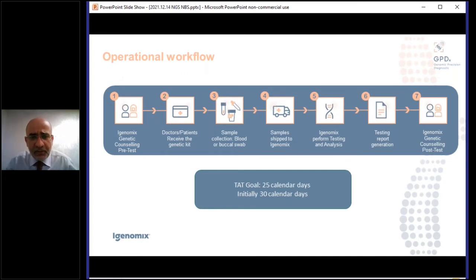Now, regarding the workflow, first it's important to do pre-test counseling to inform parents about the test and the expected outcome. Then the kids should already be with the doctors, and the samples can be collected and shipped to Igenomix. The test is performed and the report is generated, and then we have post-test counseling to explain results and implications.